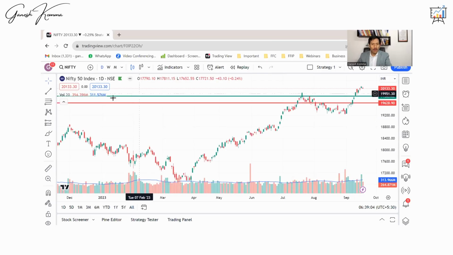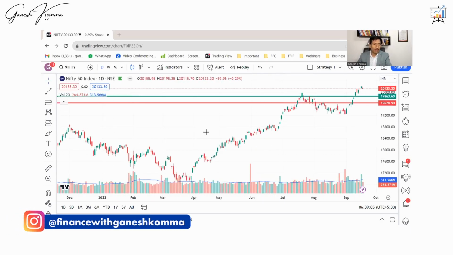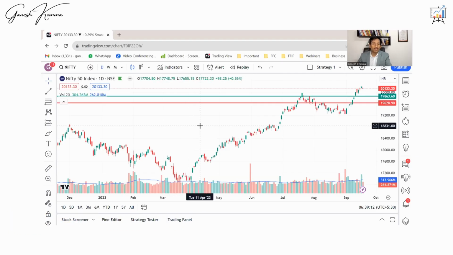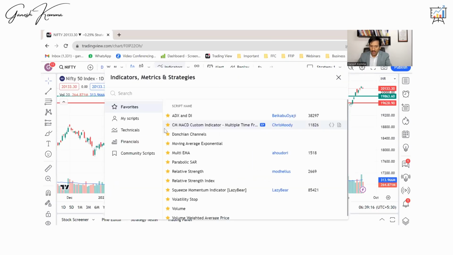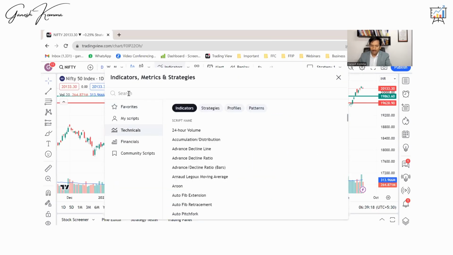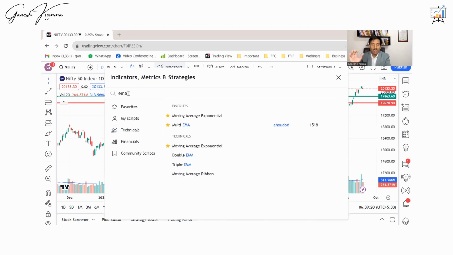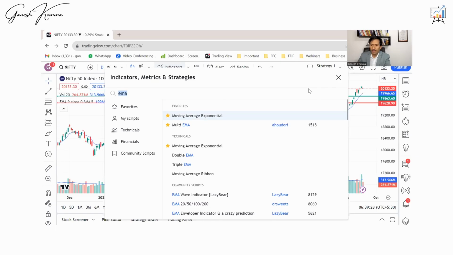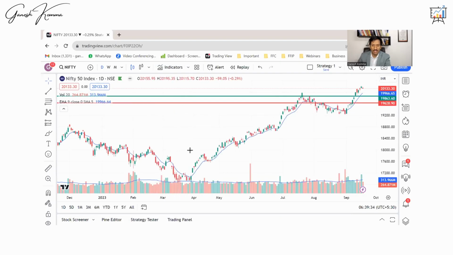Now we have loaded Nifty 50 here, our benchmark. And what will I do? I load the indicator exponential moving average on Nifty 50. So I'll go to the indicator segment, I'll go to the technical segment, and I'll select EMA, which is your moving average exponential. And yes, you can favorite it if you want, and you just select it.